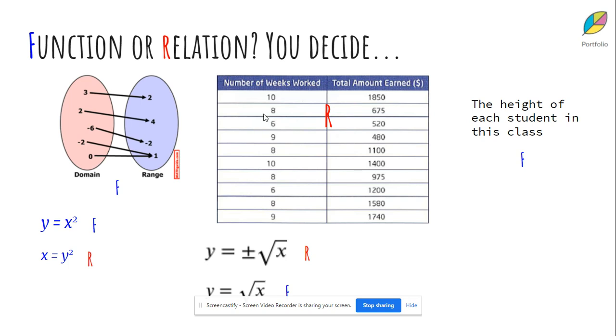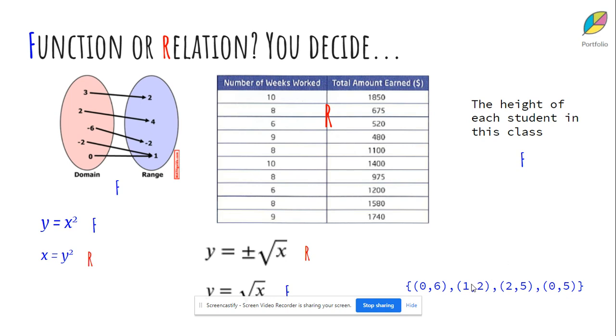So anytime one value of x associates with two different values of y, or one value of the independent variable associates with two of the dependent variable, we do not have a function, we have a relation. Take a look at this set of ordered pairs and see if you can determine if this is a function or is a relation.